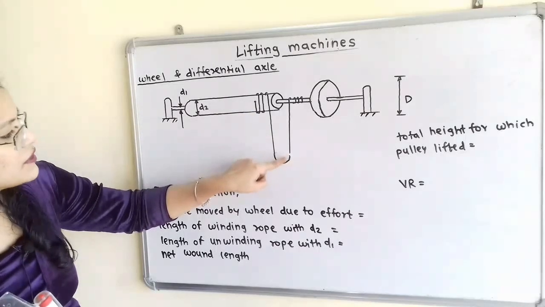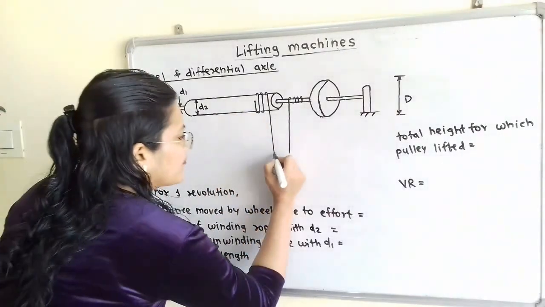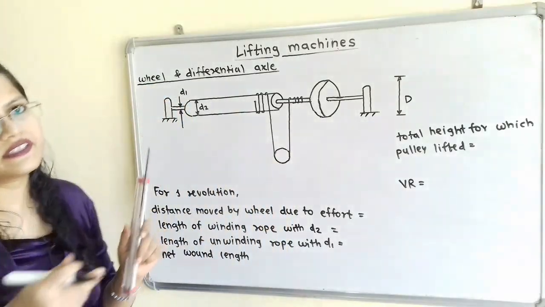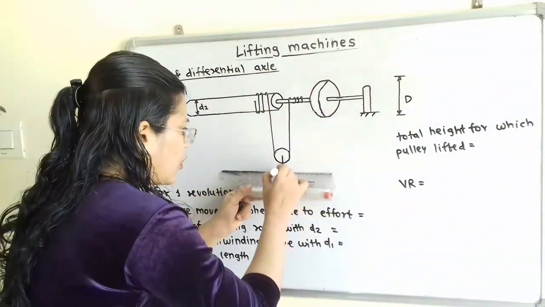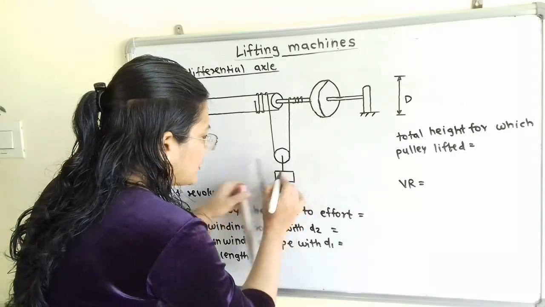Now if we observe, for this loop we have to place the pulley, and this pulley should lift the weight. So we will apply the load at the end of this pulley. So this load is FL.